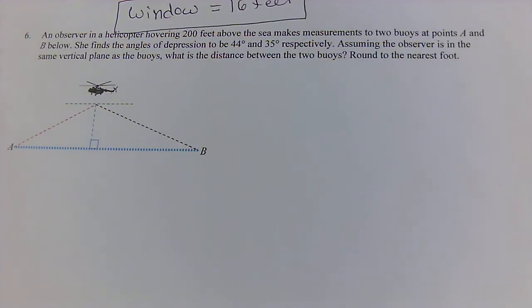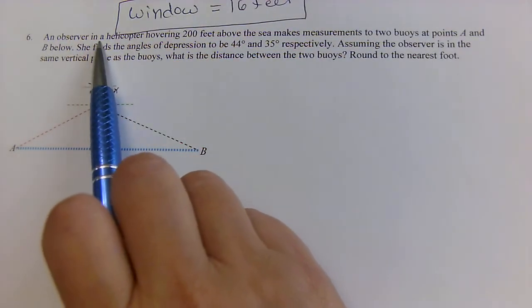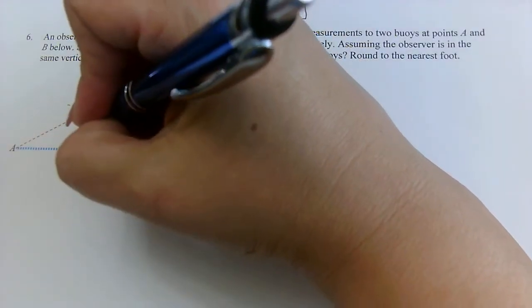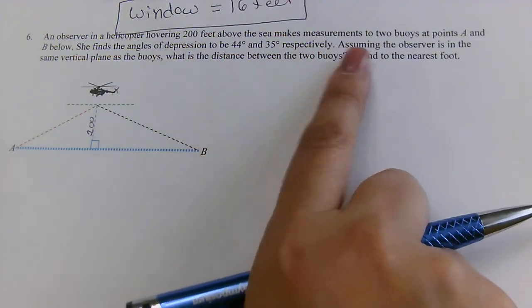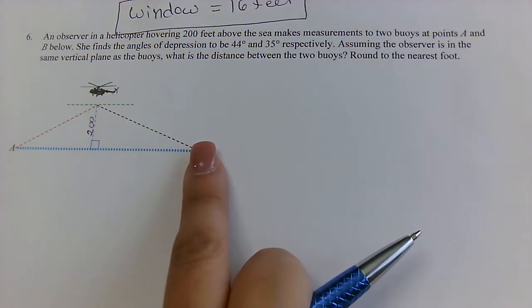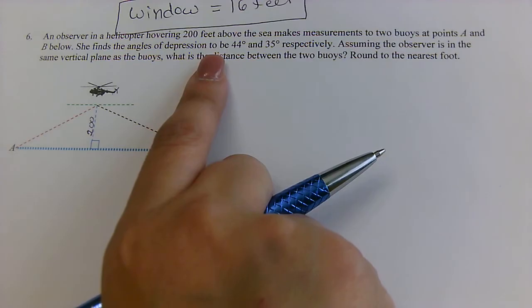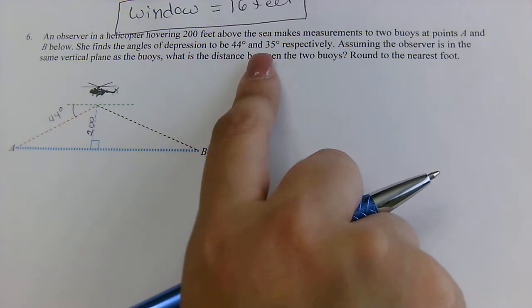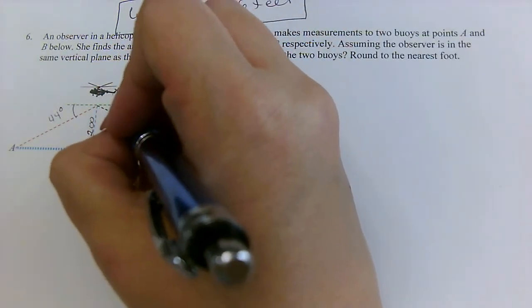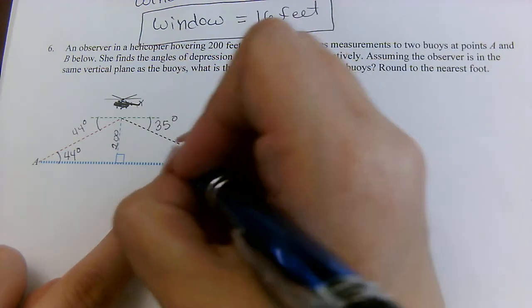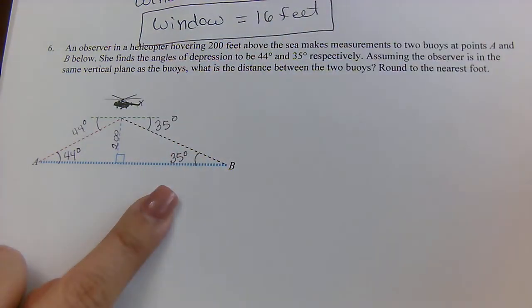Number 6, last problem. Here it says an observer in a helicopter hovering 200 feet above the sea, so this distance above is 200 feet, makes a measurement of two buoys at point A and point B. She finds the angle of depression from A to be 44 degrees, and from B it will be 35 degrees. These are alternate interior angles, so this angle here will also be 44 degrees, as well as this angle here would be 35 degrees.